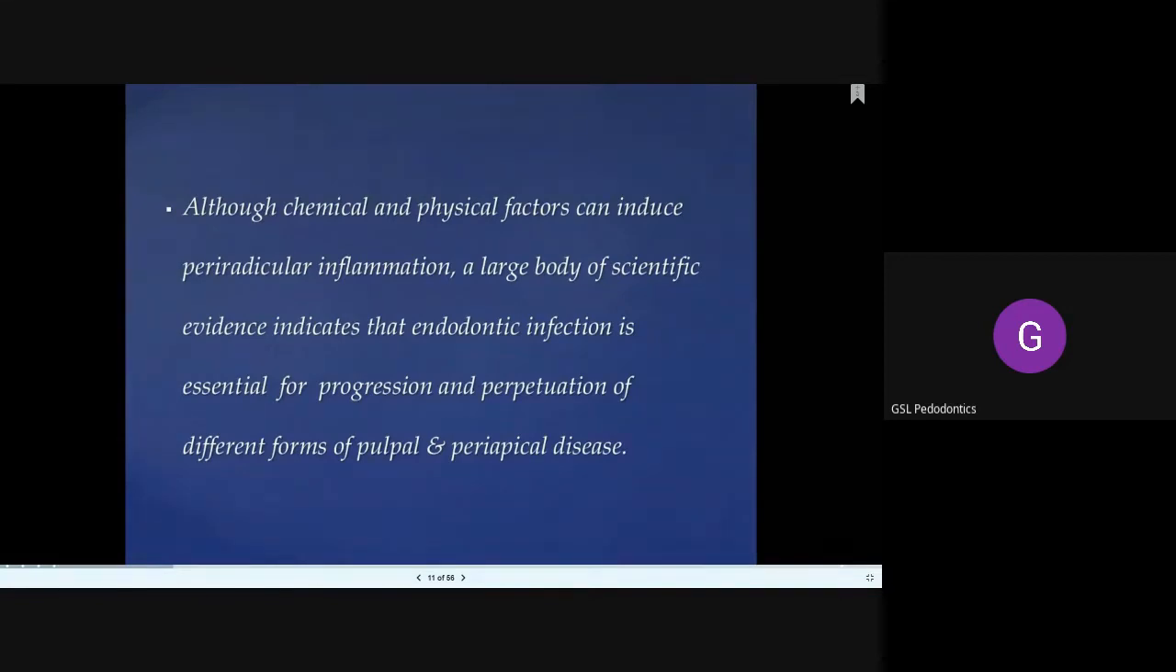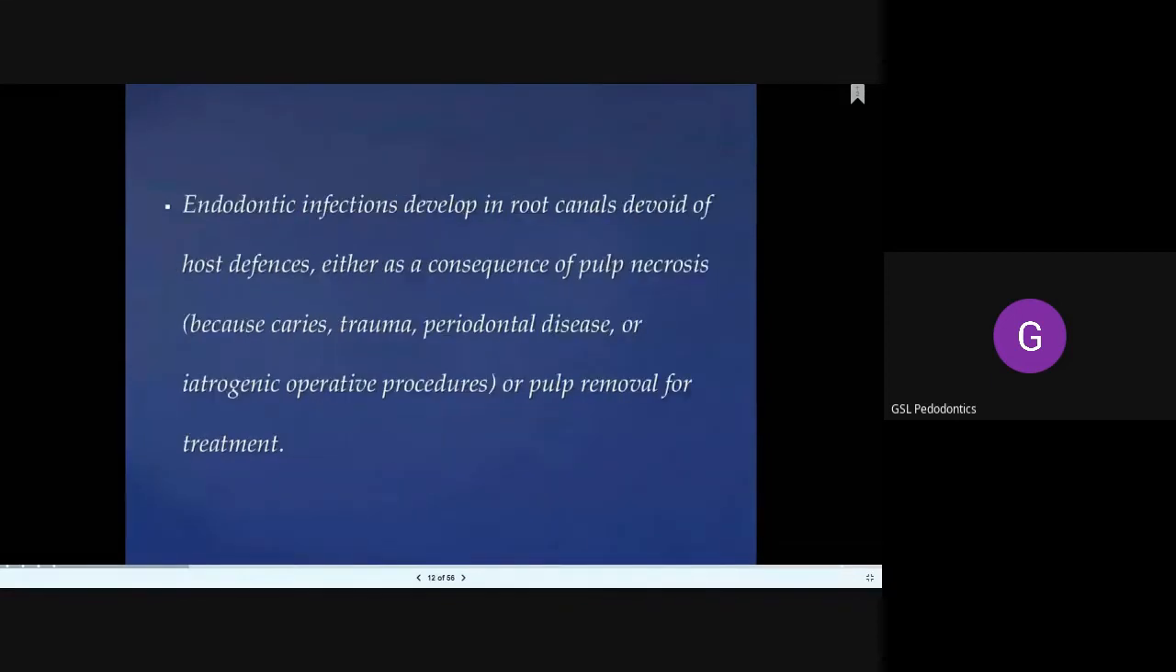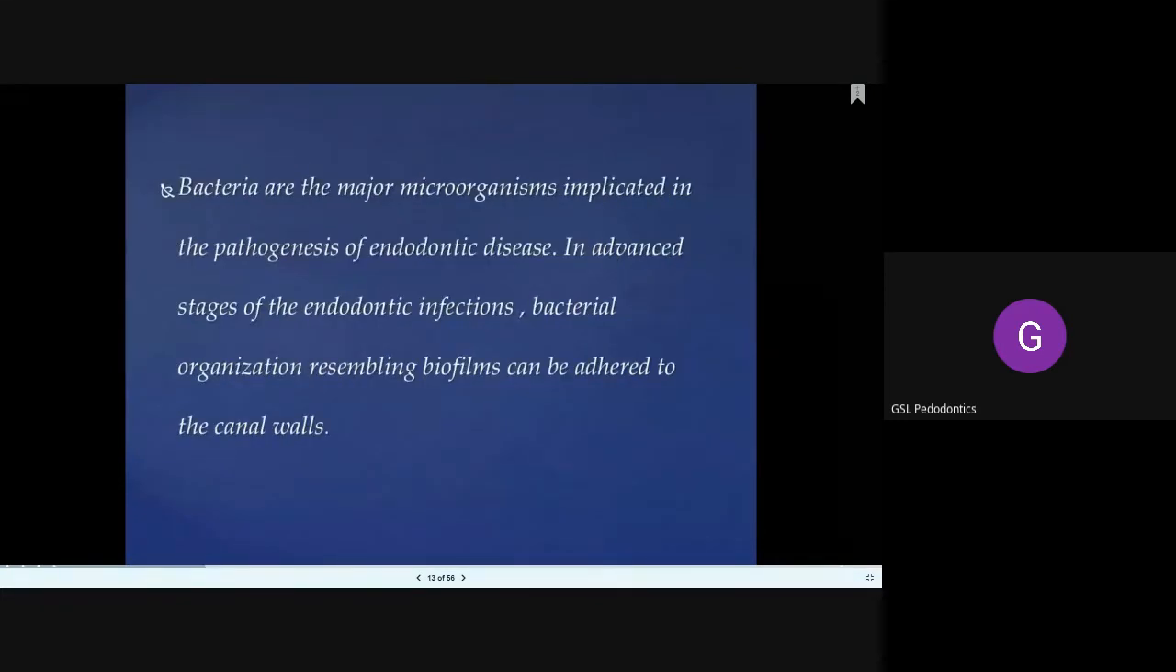There is a large body of scientific evidence that, apart from these physical and chemical factors, you require an endodontic infection. That is, infection caused by bacteria is required for the progression of pulp and periradicular diseases. So infections may develop in root canals which are devoid of host defenses. Infections may develop either as a consequence of pulp necrosis or due to pulp removal during the treatment. So what is the infection? Bacteria are the major microorganisms. In advanced stages, bacteria colonize and together form biofilms which adhere to the canal walls and which play a main role in the infection of the tooth structure.